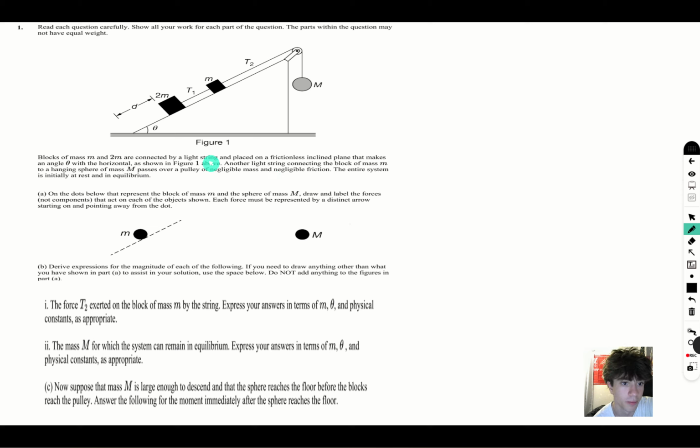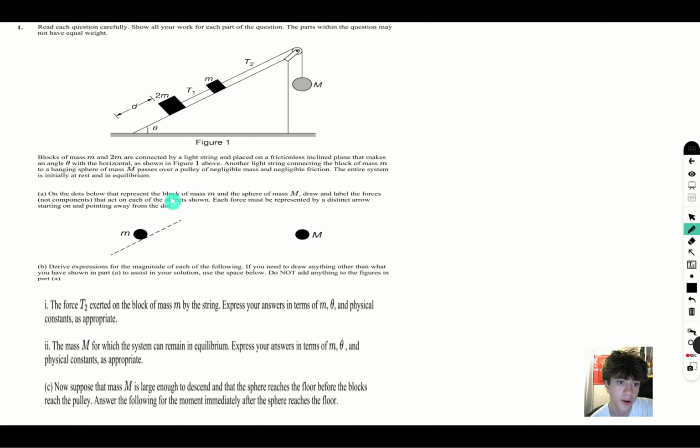The prompt reads: a block of mass m and 2m are connected by a light string and placed on a frictionless inclined plane that makes an angle theta with the horizontal, as shown in figure 1 above. Another light string connecting the block of mass m to a hanging sphere of mass big M passes over a pulley of negligible mass and negligible friction. The entire system is initially at rest and in equilibrium.